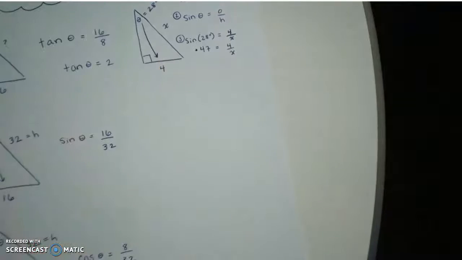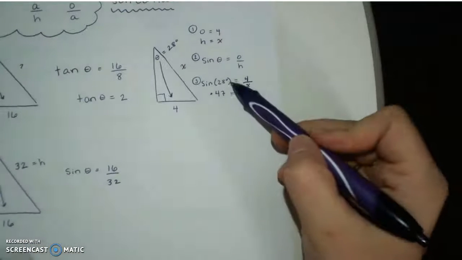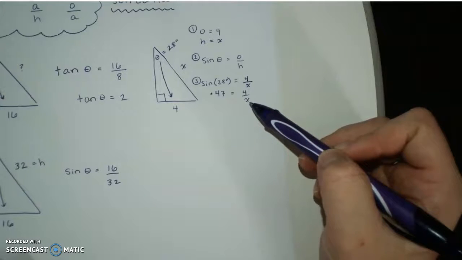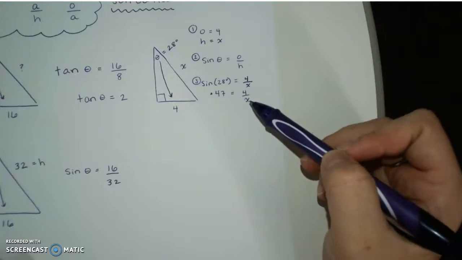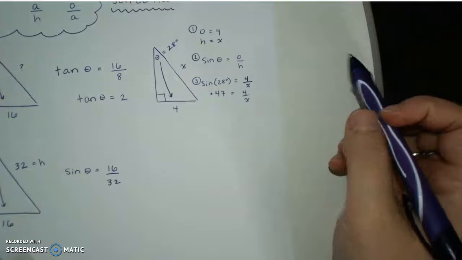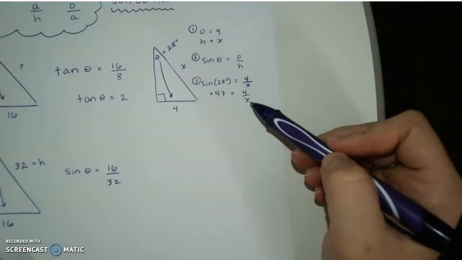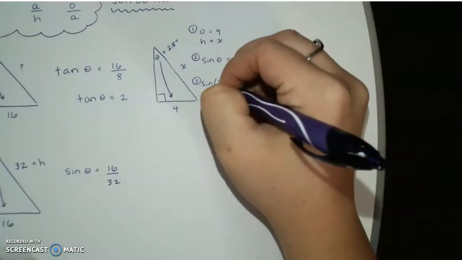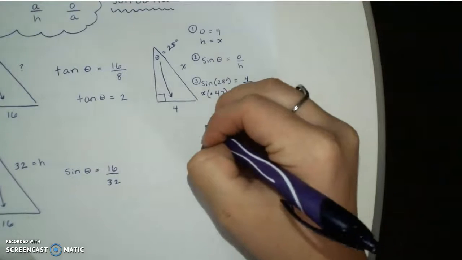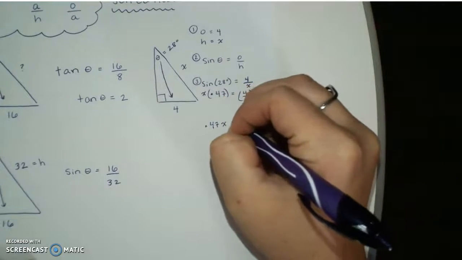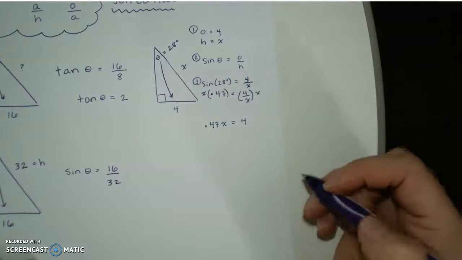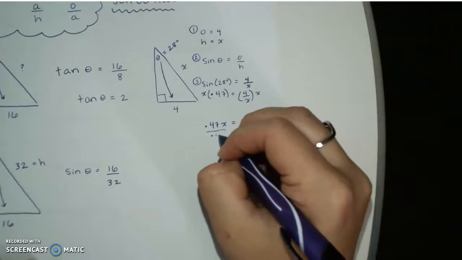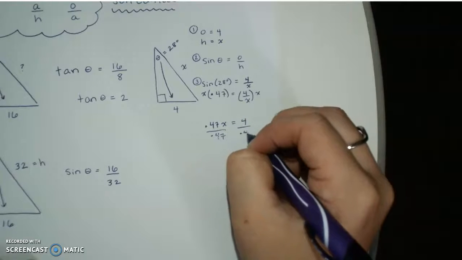All right, so we figured out that this side of our equation is equal to 0.47, and that this side is 4 over x, our opposite over hypotenuse. So now we need to solve for x. Here, x is being divided, so I'm going to multiply both sides by x. And then here, they're multiplied. So to get x by itself, I'm going to divide by 0.47.